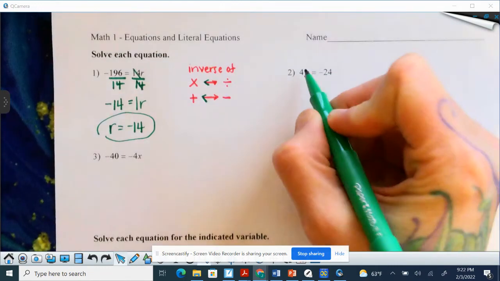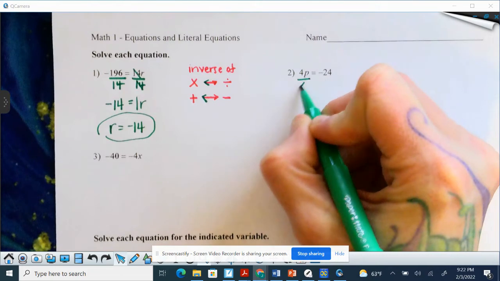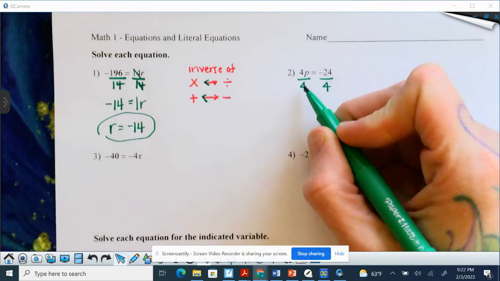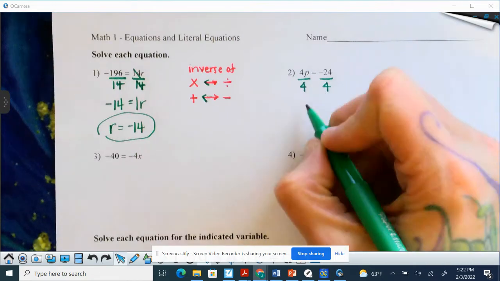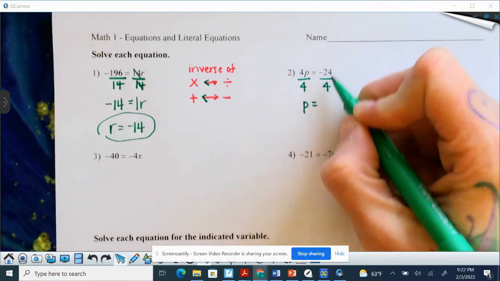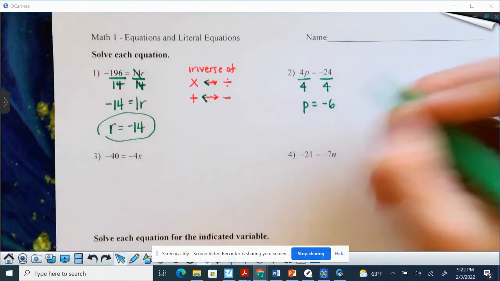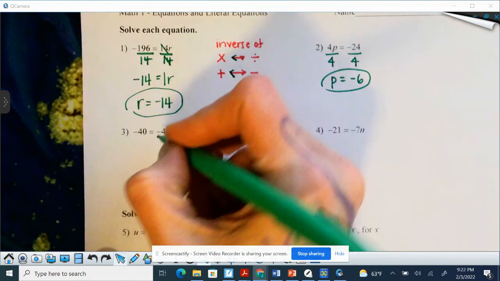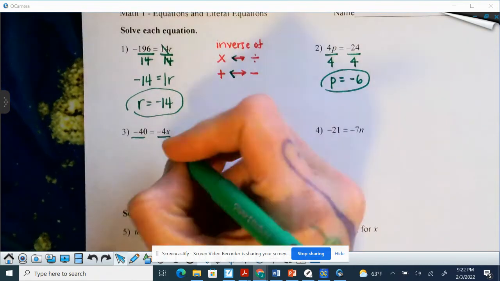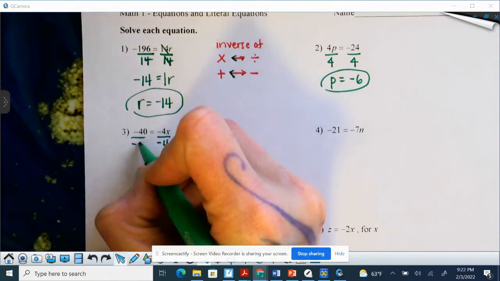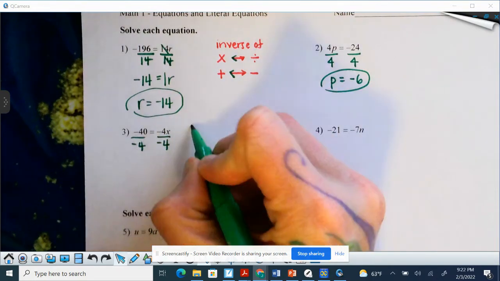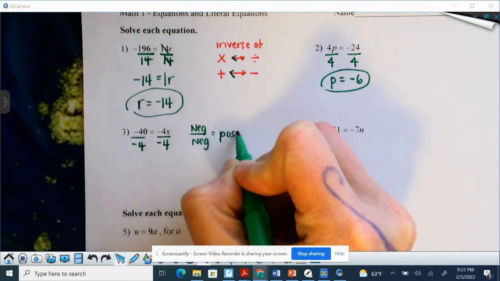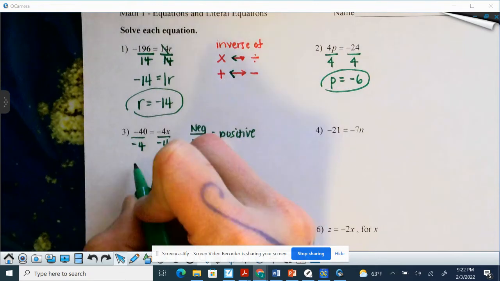Same thing: 4 times p, the inverse of times is divide by 4 on both sides. So p equals, we have a negative and a positive, so that's going to give me a negative 6 as our answer for that one. Just keep going. You can fast forward if you need. Negative 4 times x means we're going to divide by negative 4 again. A negative divided by a negative is going to give me a positive, so that's going to be a positive 10 equals x.